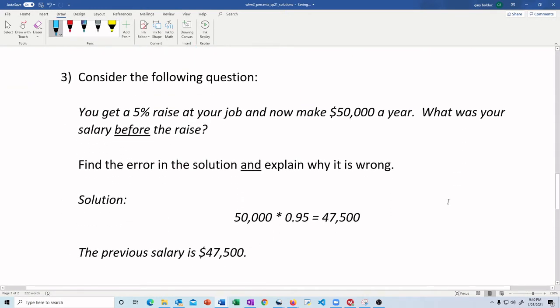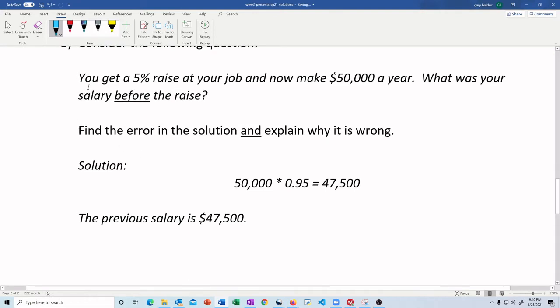Okay. So number 3, tricky problem, right? This was one of the trickiest ones on the whole homework. So I said, okay, here's the problem. You get a 5% raise at your job and you now make $50,000. So that's your new number, 50,000. So we can even write that down, right? That's our new number.